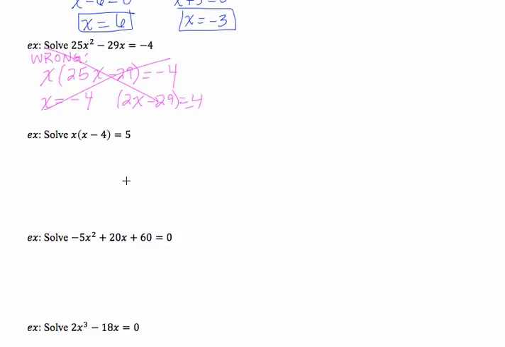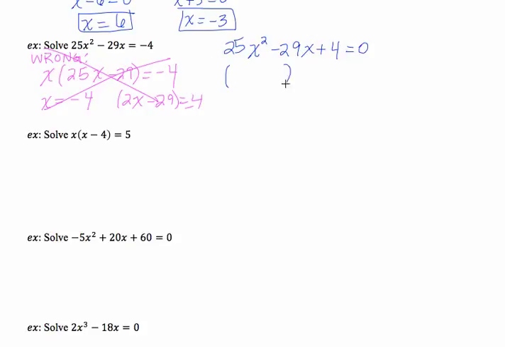Okay, instead you have to make it equal to 0 first before you can factor, before you can do anything else. So to get it equal to 0, all we need to do in this case is add 4 to both sides. So we'll have 25x squared minus 25x plus 4 equals 0. And now we factor.